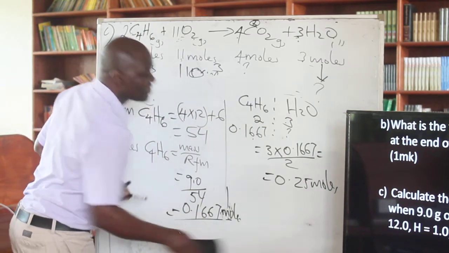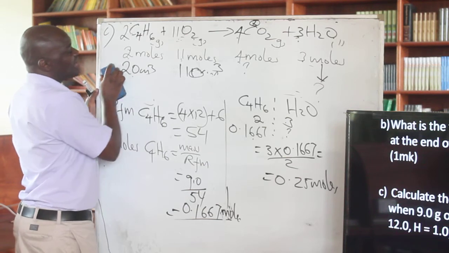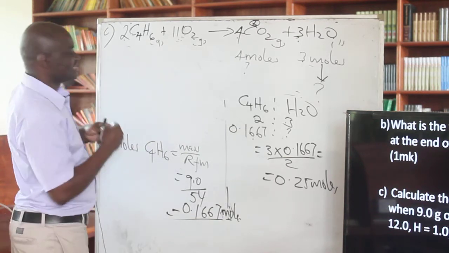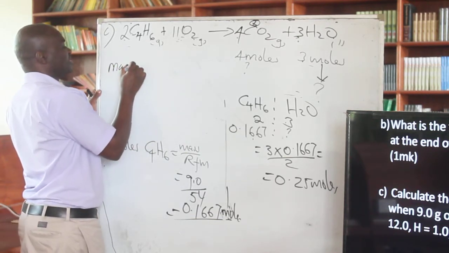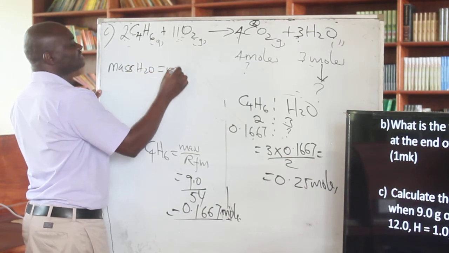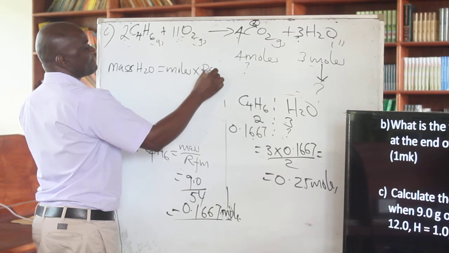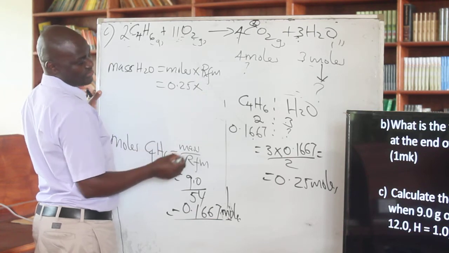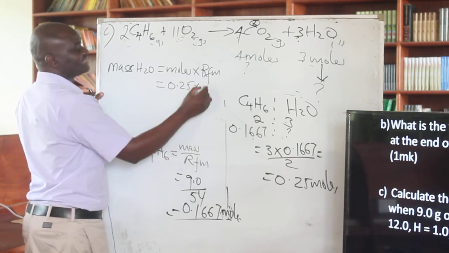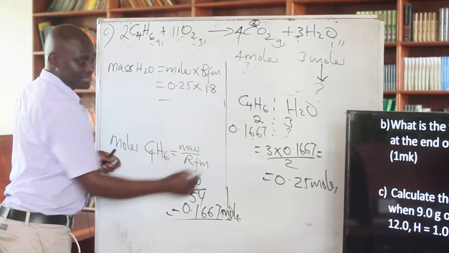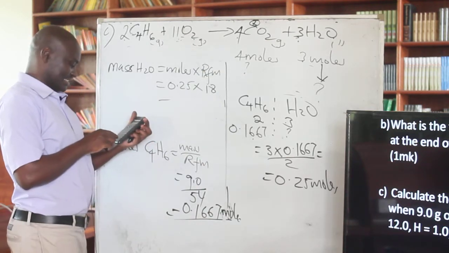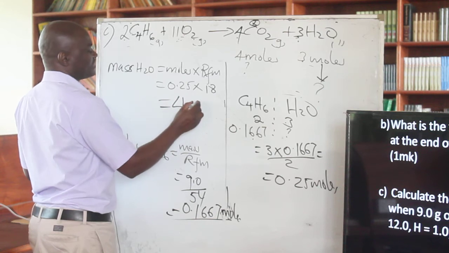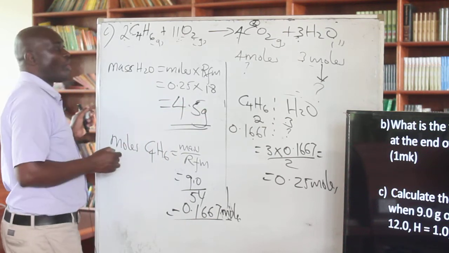But what do we need? We need the mass of water. So we'll come back here and say mass of water is equal to moles times RFM. So moles is 0.25 times RFM of water, which is 18. We have 4.5. So we have 4.5 grams of water.